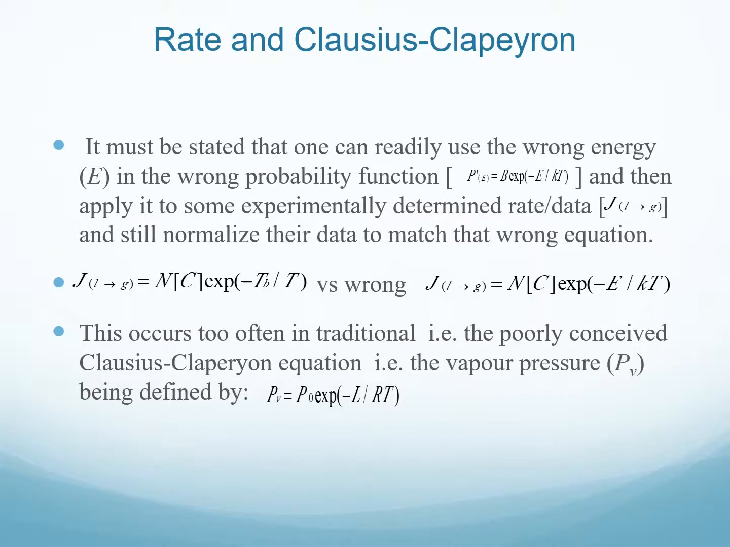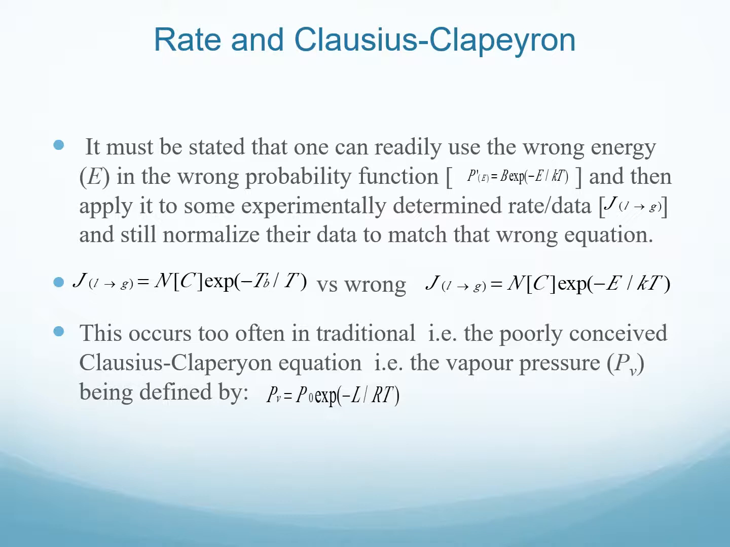It must be understood that one can readily use the wrong energy and the wrong probability function and then apply it to some experimentally determined rate or data and still normalize their data to match the wrong equation. The normalization of experimental data allowed us to use the wrong equation, which is given on the right for the rate, instead of the proper equation, which is given on the left, in terms of the boiling temperature versus the temperature of the liquid.